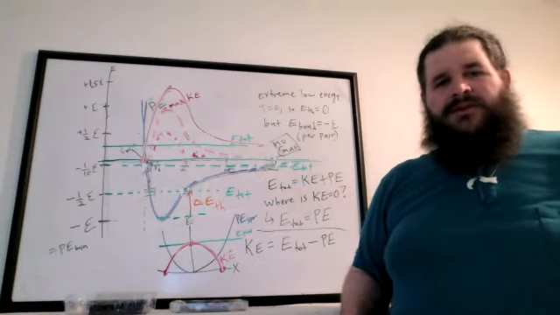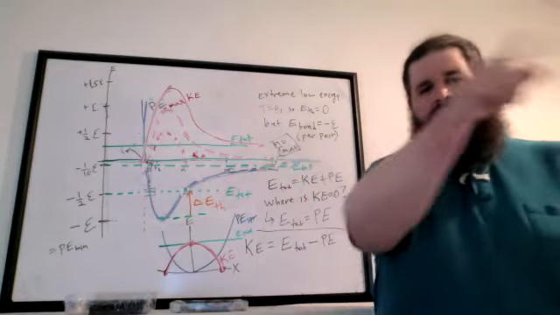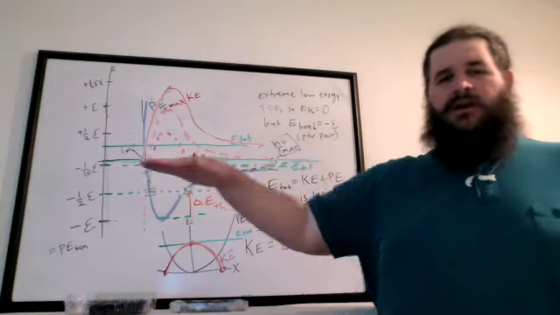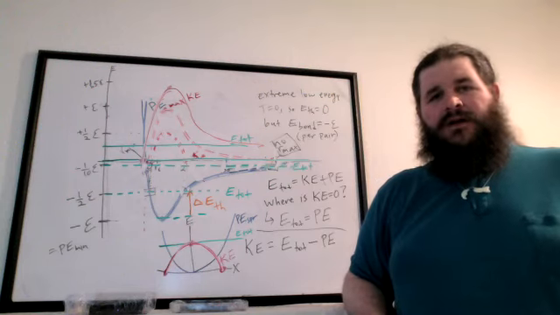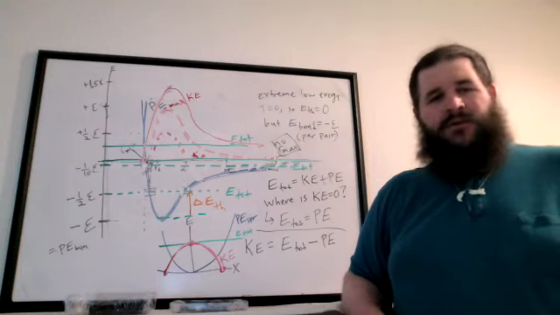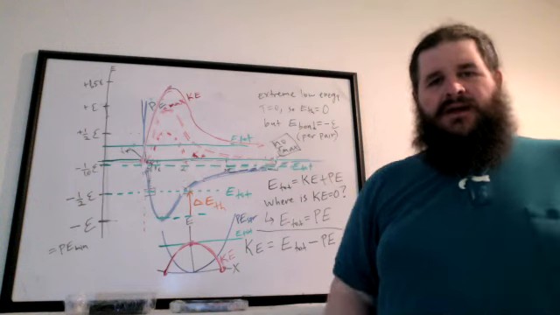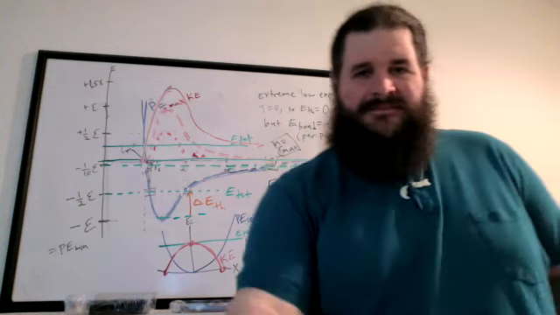And also try this with some other graphs. Maybe just make some squiggle function to call potential energy, draw in an E total value, and see if you can draw the kinetic energy for that E total. Good way to get some practice with how these graphs work. So give that a try, and we will look at some more examples next time.